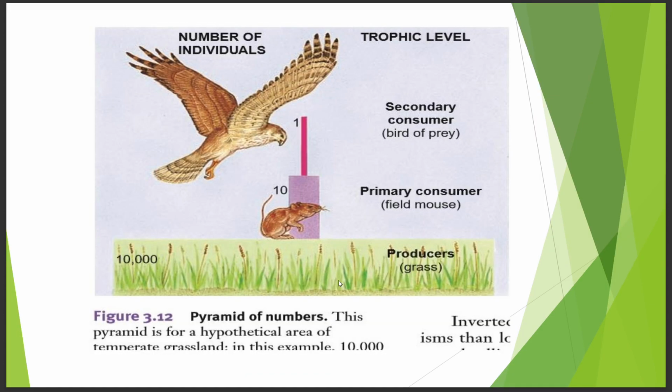So this is a representation of the pyramid of number. In a field you can find much grass, right? And there will be 10 or 20 mice. This mouse will be fed by the eagle. There will be one eagle for one field, like that.